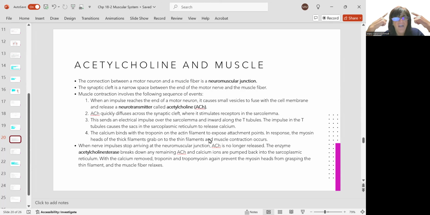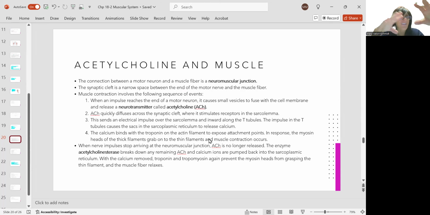Your brain thinks, I want to move my arm. So that's the impulse. The impulse reaches the motor neuron and it causes those little vesicles to fuse with the cell membrane. And then that acetylcholine gets released. The acetylcholine goes across and it stimulates those receptors, those little finger-like things we saw. And that sends an electrical impulse through the fibers.